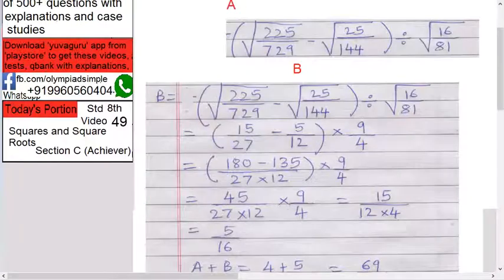Now B. Now B is what? Square root of 225 upon 729 minus square root of 25 upon 144, bracket closed, divided by square root of 16 upon 81. Here it's quite, means, too easy. So square root of 225 is 15, 729 is 27. This squares you remember up to 30.